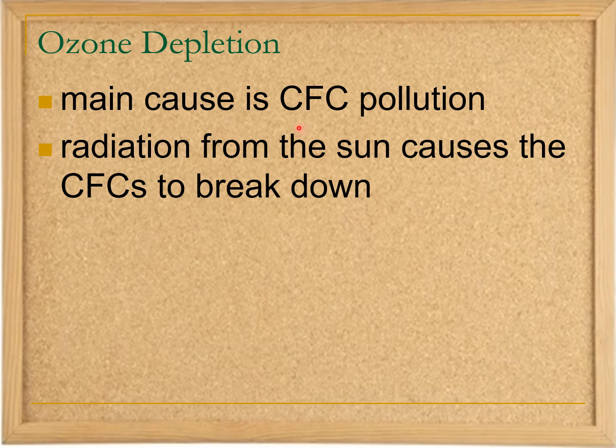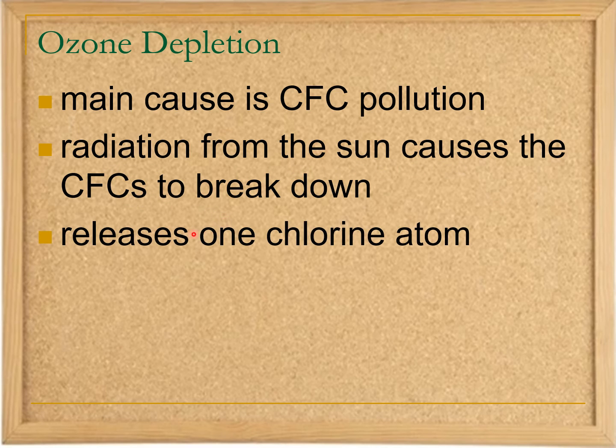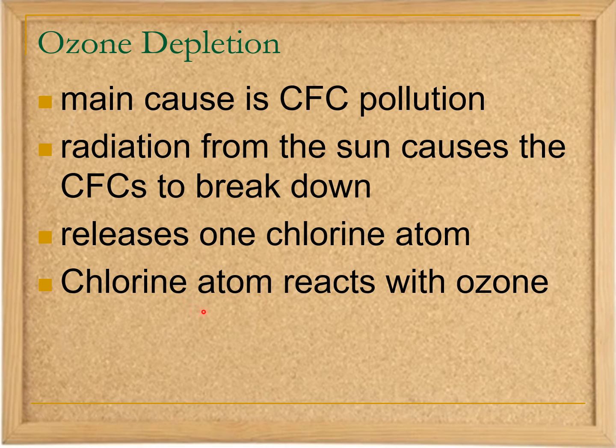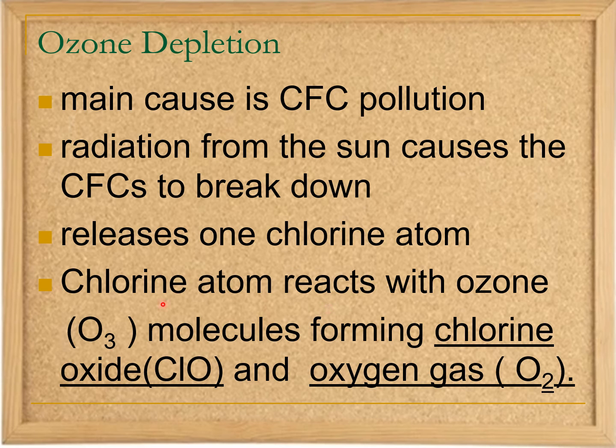Right now we are not using chlorofluorocarbon because it can damage the ozone layer. With ozone depletion, the radiation from the sun causes the CFCs to break down, and they can release a chlorine atom, which will react with the ozone gas, forming oxygen gas and chlorine oxide, your ClO. So this is a bit of an explanation of how CFC causes damage to your ozone layer.